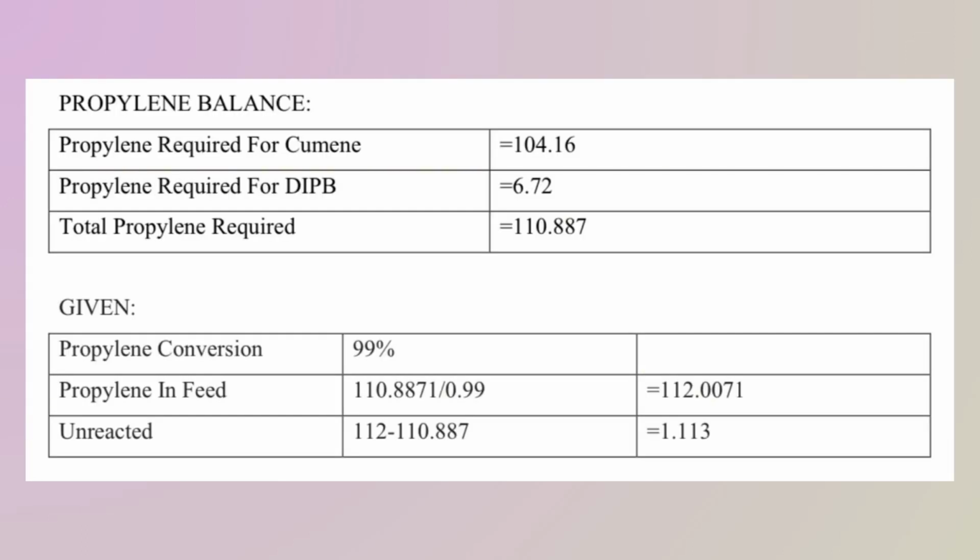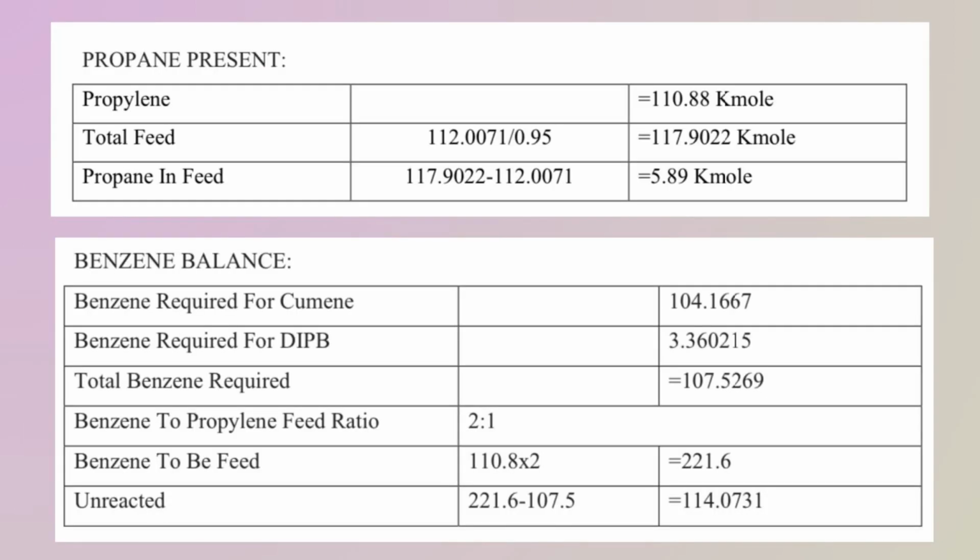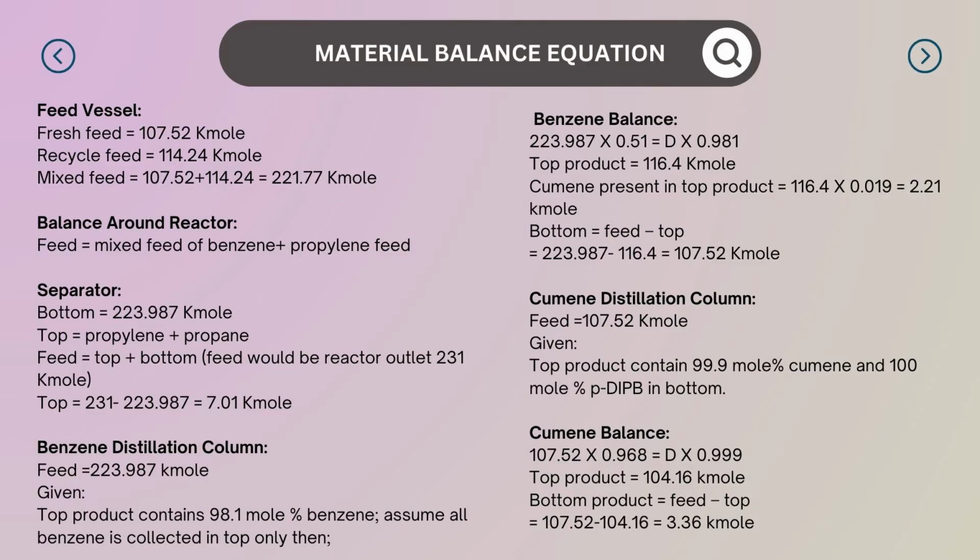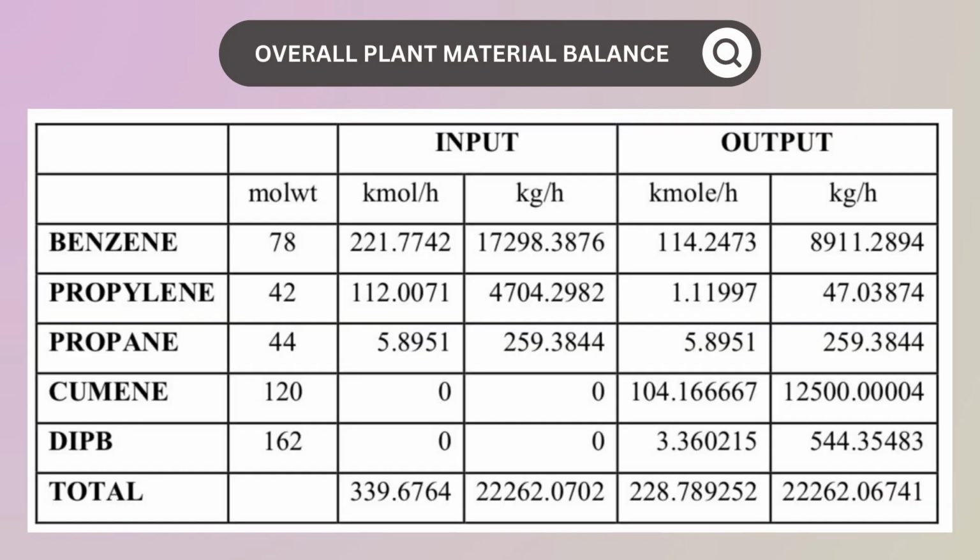So this is the propylene balance, and this is the given, and this is the propane present, this is the benzene balance, and this is the whole material balance equation. This is the material balance equation for the big vessel, this is for the balance around the reactor, this is for the separator, benzene distillation column, benzene balance, cumene distillation column, and the balance of cumene, which is 3.35 kmol. And this is the overall plant material balance that is simplified.